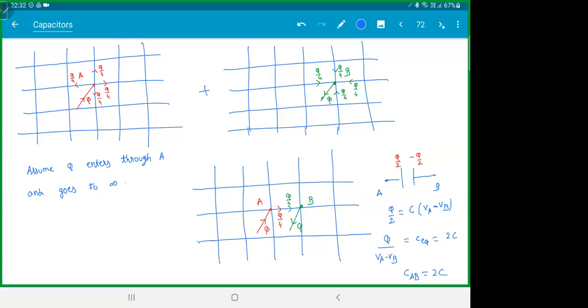Again, listen to this logic, what we did. I can't solve it if you send a charge through A and B at the same time; I have no clue what to do. But if I send charge only through A, by symmetry, shouldn't the charge go to infinity? So it will take a symmetrical path. Every line will go Q by 4, Q by 4, Q by 4. Similarly, if I take Q charge outside, Q by 4 will come. Means if I do both together, that line joining A and B will have Q by 4, Q by 4, Q by 2. So the charge on the capacitor between A and B will be Q by 2. Q is equal to CV. So Q by 2 is equal to C into VA minus VB. The C equivalent is defined as charge by potential difference, Q by VA minus VB, which is 2C. Please check.